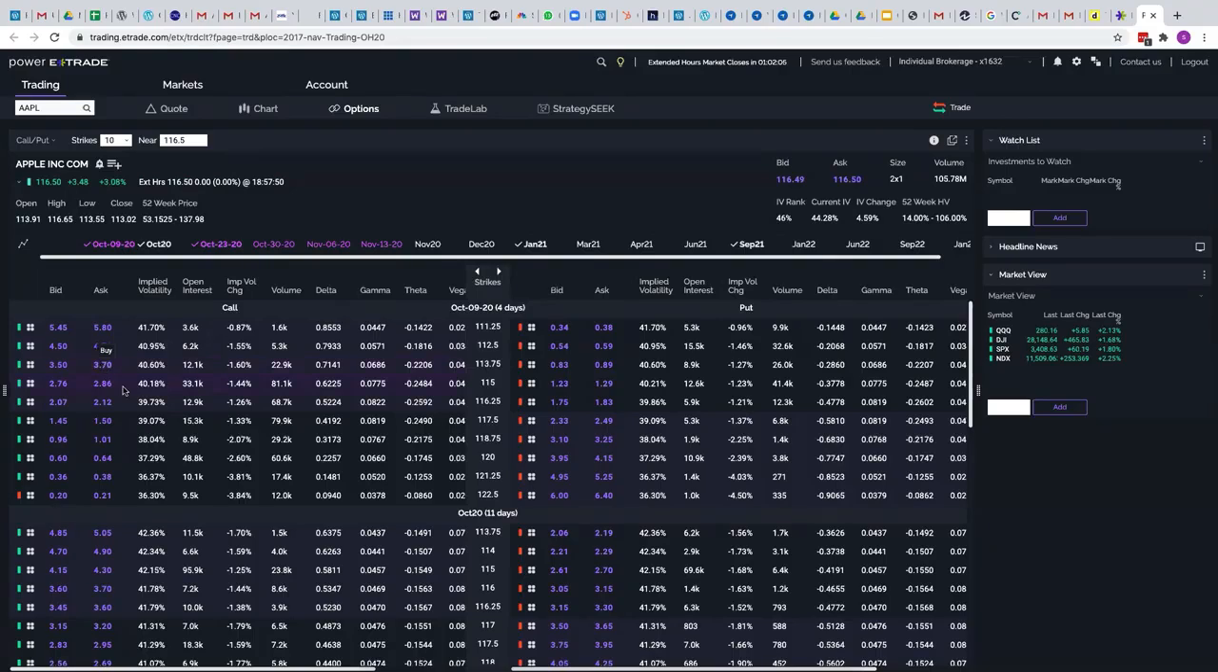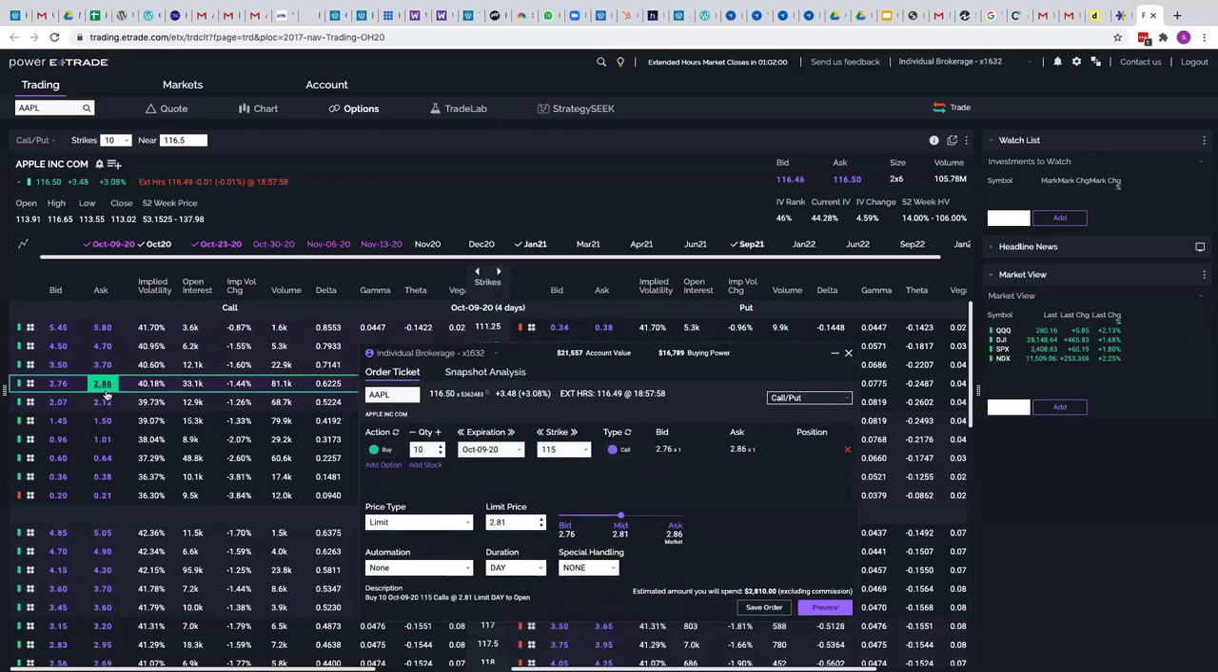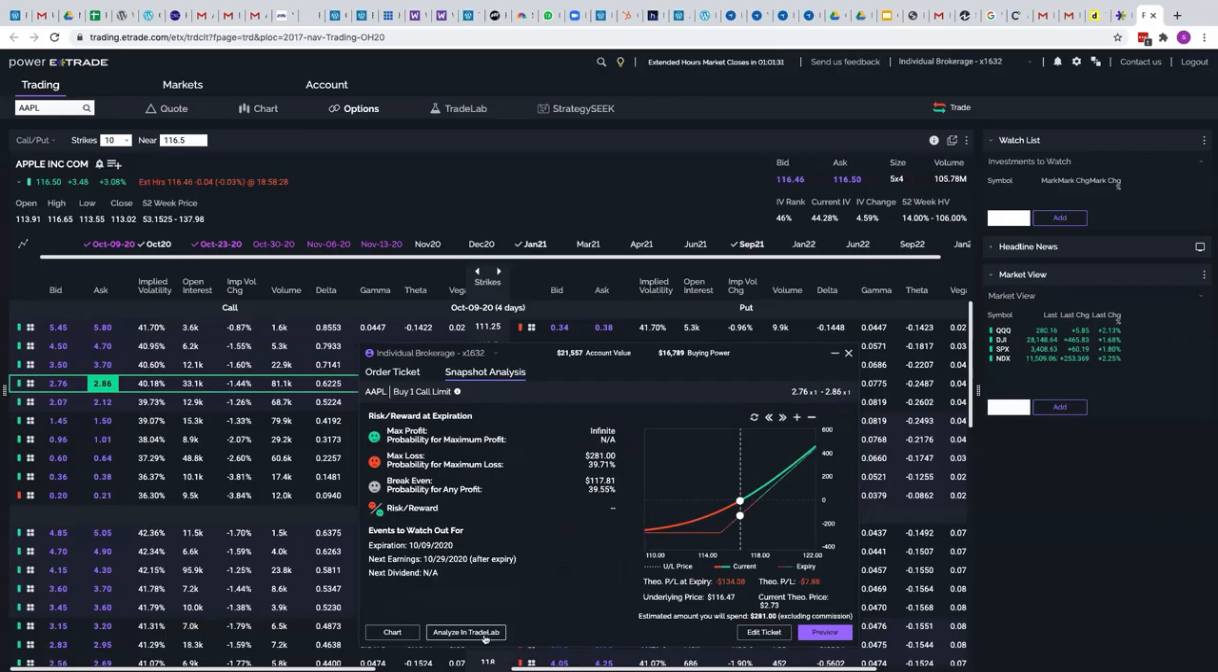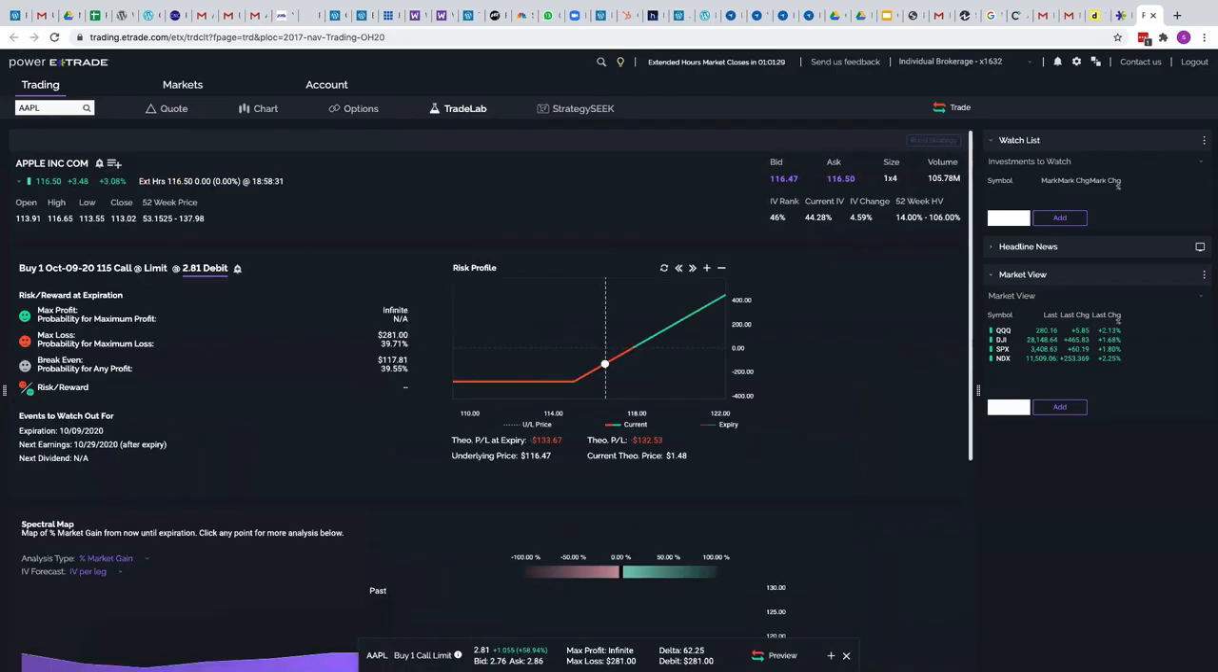Okay, let's say we are buying this 115 call. I click on this ask, so it will show me Apple 116. Let's take only one, right? I'll just put in one option and the limit and all those things. So it shows me 2.81. By the way, I use E-Trade, guys. Whatever your platform, they will have something called snapshot analysis. This will give you an idea how much you will make or lose on a trade. So let's look at this snapshot analysis, and for further clarity, let me put it in Analyze in Trade Labs.